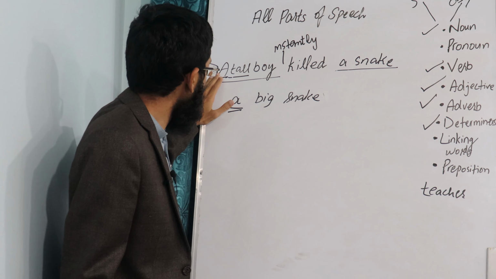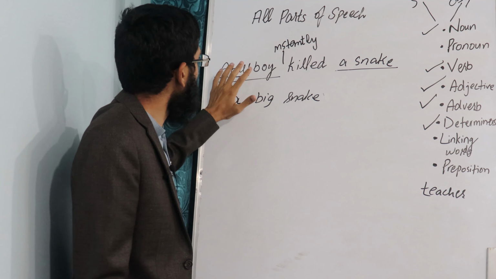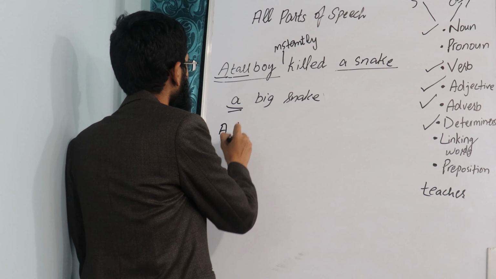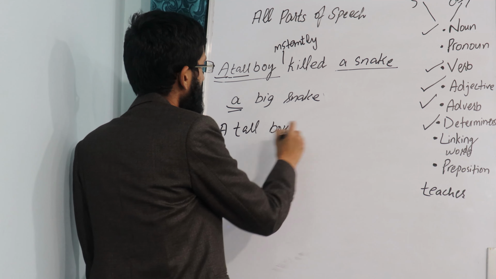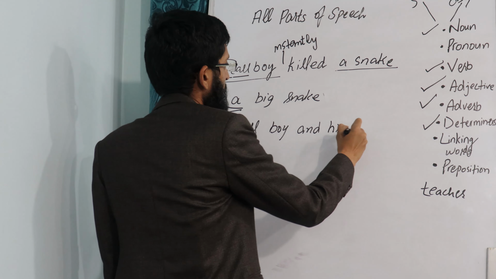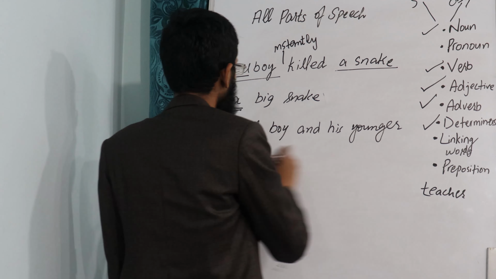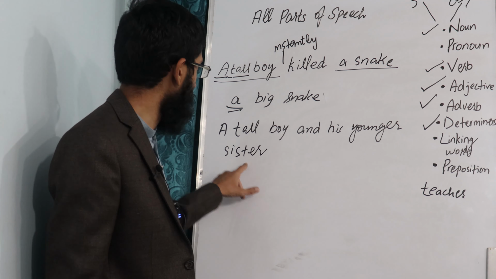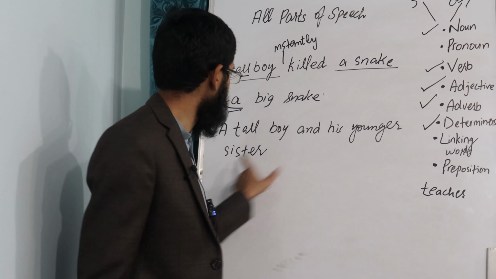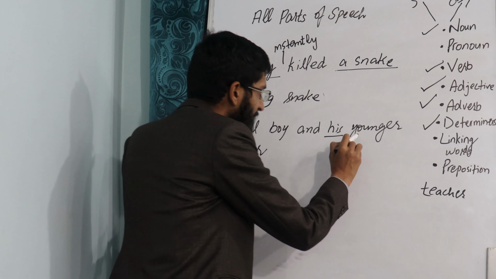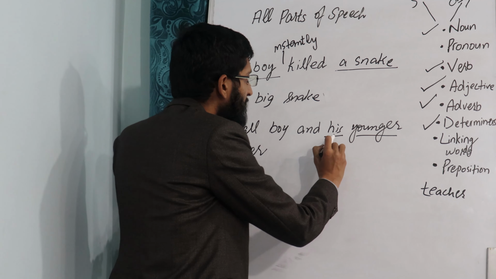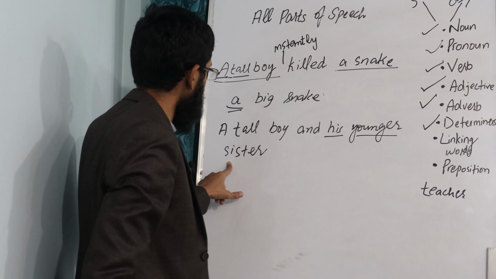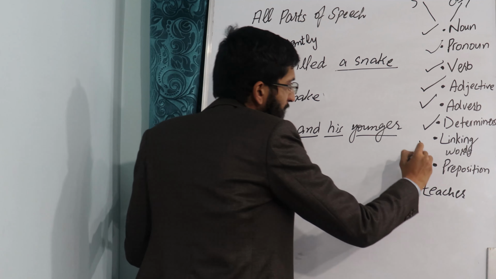So we can add linking words with noun phrases as well. A tall boy and his younger sister. This is the whole subject. Actually both killed that snake. His is a determiner, younger is an adjective. His is a determiner, but it is also a pronoun. His younger sister. So here we used and, a linking word.